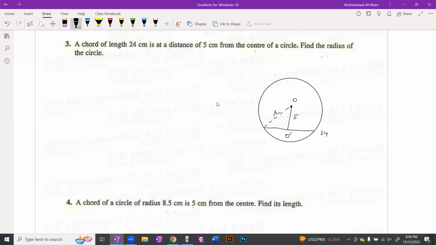Again, by using Pythagoras theorem, if this length of chord is 24, then half of the chord is 12, and this half of the chord is 12. So by using again Pythagoras theorem, hypotenuse square equals perpendicular square plus base square. Hypotenuse is R, radius square equals perpendicular, which is 5 square, plus 12 square. According to this, the radius is 13 centimeters. Hopefully it is clear.